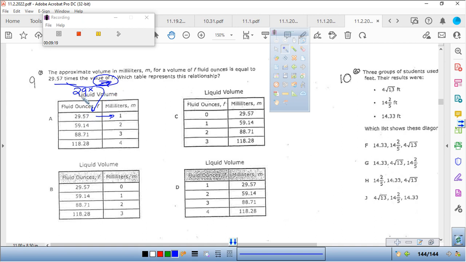So I can do the work: 29 times this, is it equal to 1? No, out. 29 times this, is it equal to 0? No, not even close. 29 times this F, is it equal to that? No. 29 times this, would it equal that? Yes, that's the only one. So this is just a reading question. There's no math needed at all. I didn't even do any math, and that's how easy this is.